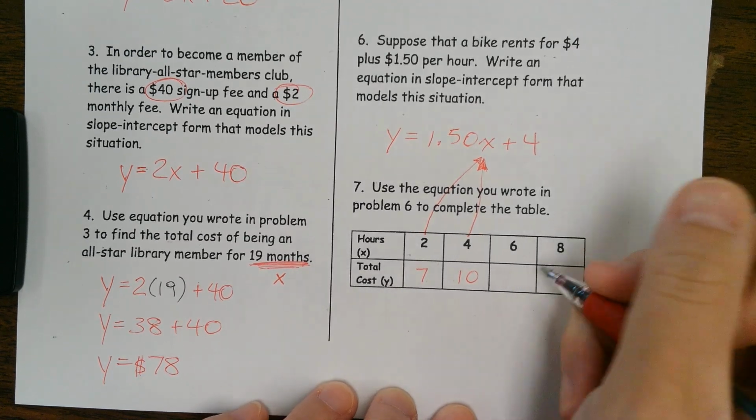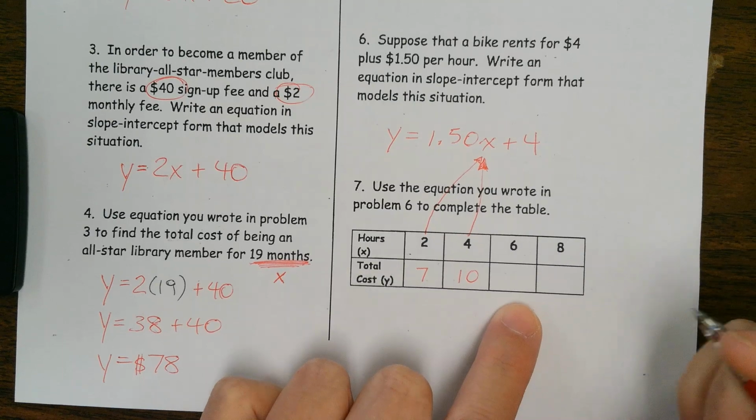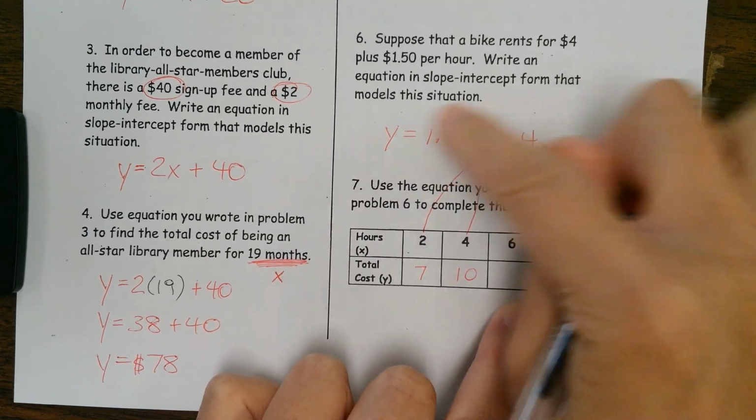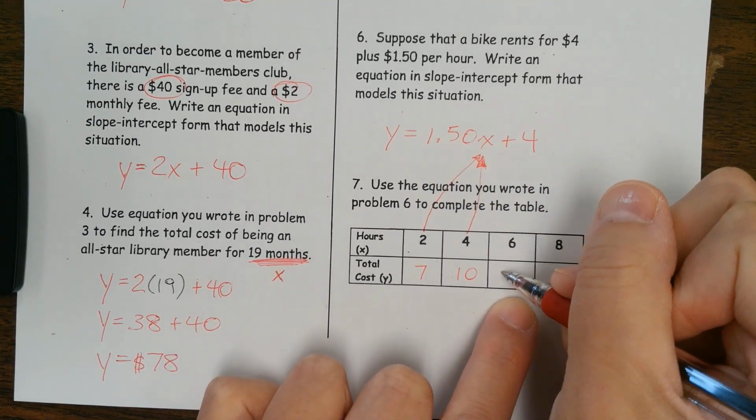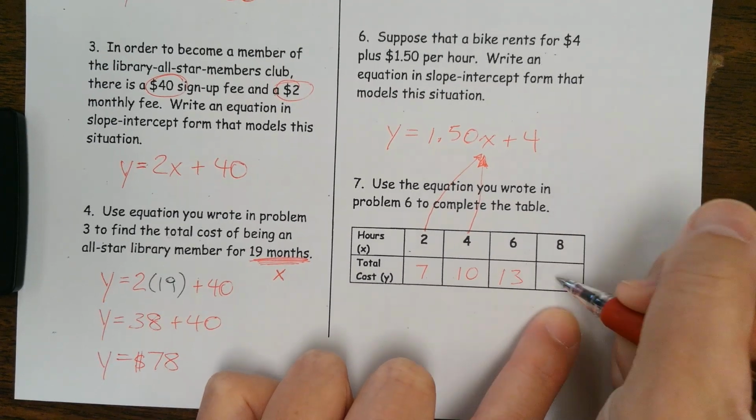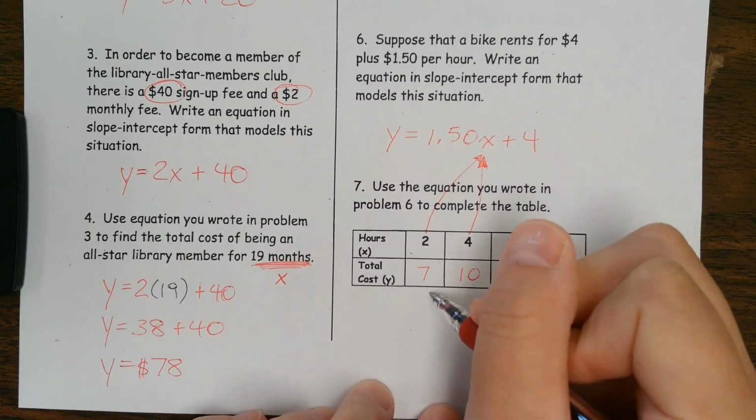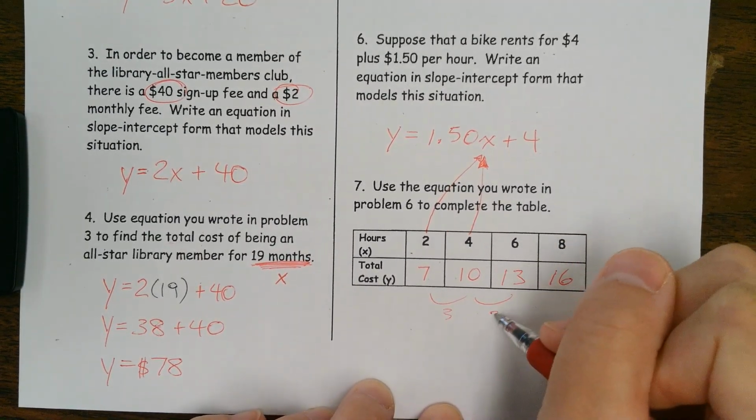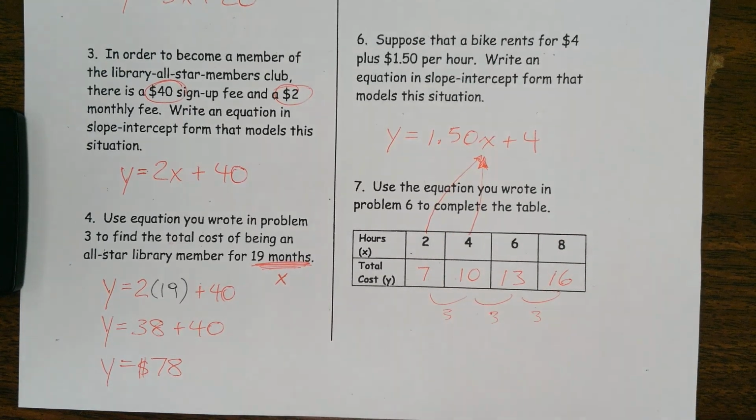And since this is a linear relation, without doing this math, I should know what the next number is. What is 13? And the next number? Right, that's because you can see the pattern. 3, 3, and 3. Right, your first difference.